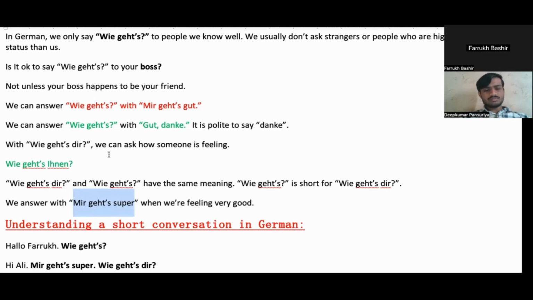So we have three ways. Wie geht's is a short form. Wie geht's means how are you? You can say wie geht's dir? And you can say wie geht's Ihnen? They all have the same meaning. This is basically a short form, this is the full form for informal, and this is formal. All mean how are you? And we can apply mir geht's super, gut, danke. Mir geht's gut, danke.